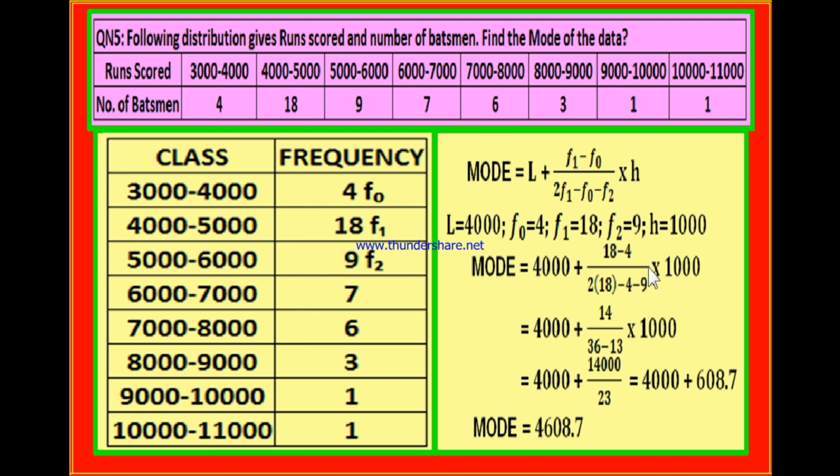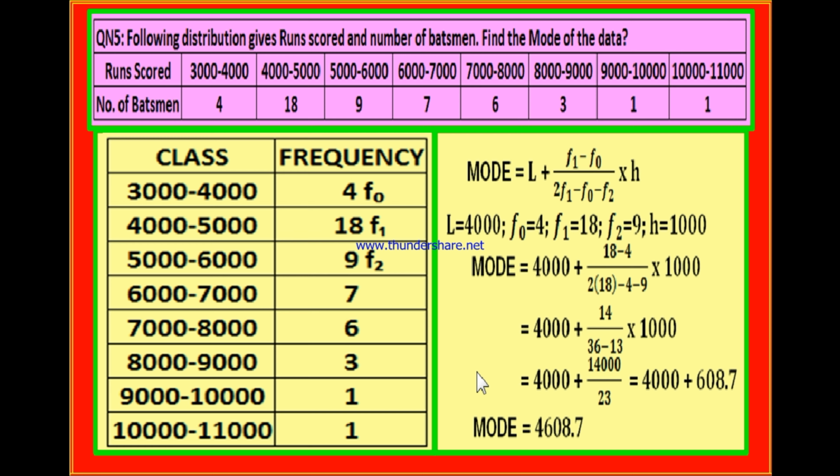Good, this is 14 divided by 2 is 18s, 36, minus 4 minus 9 is minus 13, into 1000. This is equal to 4000 plus 14 into 1000 is 14,000 divided by 36 minus 13 is 23. If you divide 14,000 by 23, you will get 608.7. Now you add 608.7 to 4000, so that the mode of the given data is equal to 4608.7. This is the mode of the given grouped data.